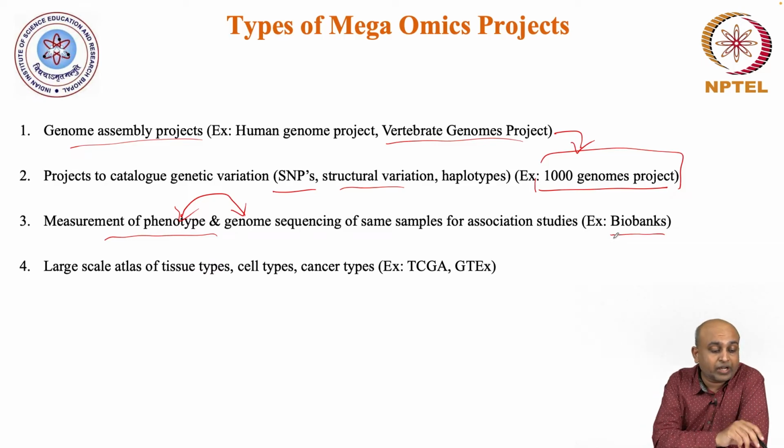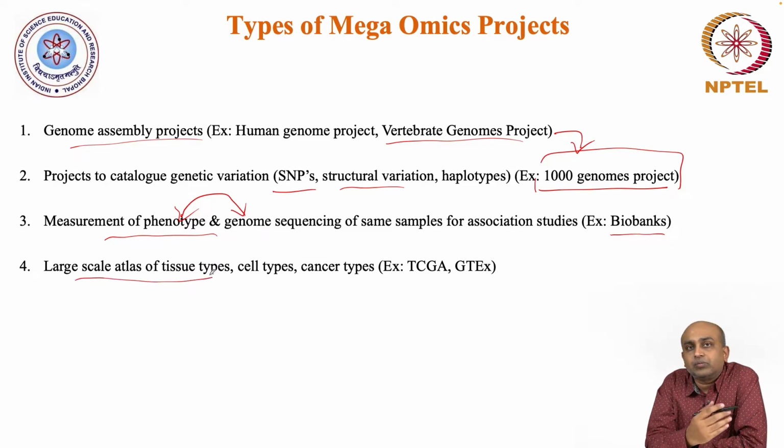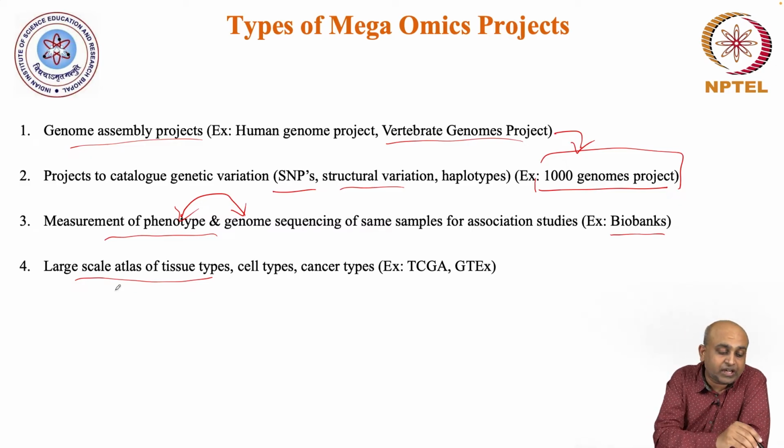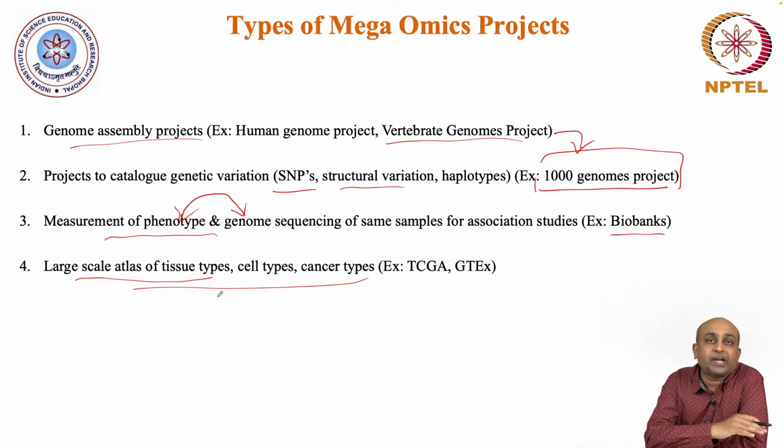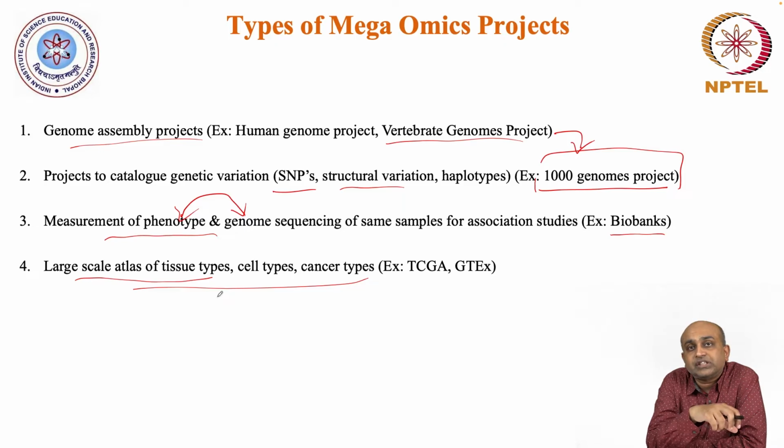You can also have large scale atlas. Maybe you want to make a tissue atlas, maybe you want to make an atlas of all the cell types that are there, or maybe you want to look at all the cancer types that are there, right? So these kind of projects plan to build an atlas using a transcriptome or a proteome based approach or a lipidome or any such omics based approach to catalog all the diversity that is there within an organism, whether it is between tissue types or cell types. This can also be another goal of these kind of mega omics projects.